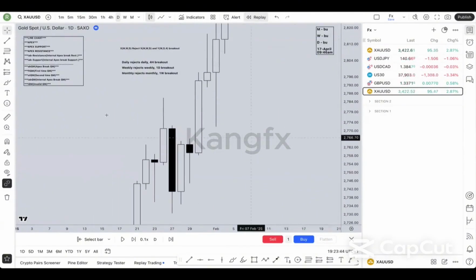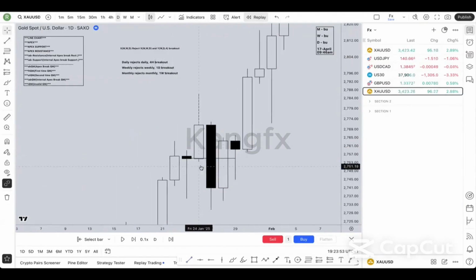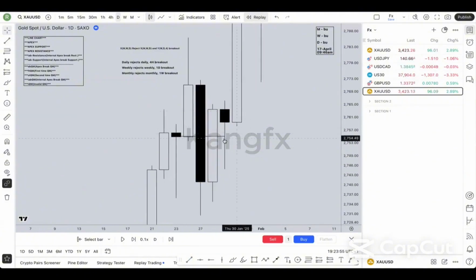Yes, there was a rejection. You see, the market rejected this resistance. This was a rejection. Doesn't matter how far your rejection key level is. Okay, so this is a rejection here. This is a rejection here.